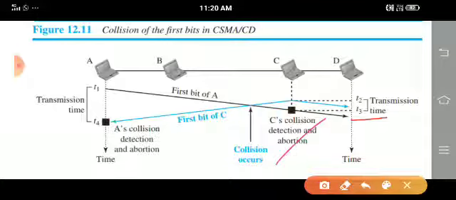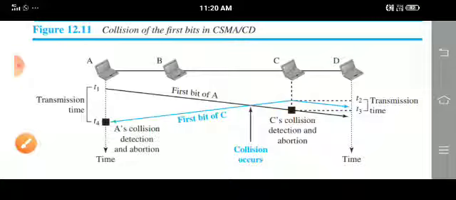At time T3, C detects the collision and stops the transmission of data. And similarly, at time T4, A detects the collision and stops the transmission. Once the collision is detected, the transfer of data is stopped. Hence the name collision detection. Once the collision is detected, data transfer is aborted.